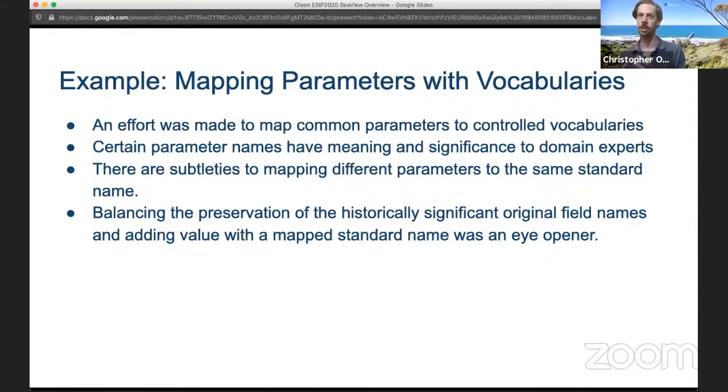Making those decisions without a domain expert in the room proved to be difficult. I think that was one of the big takeaways: we need to work very closely with these domain experts to do this. The other thing is a lot of these parameter names tended to have significant meaning to these domain experts. They could even see the name of a parameter and the way it was formatted and realize what instrument it came from. So our goal with these controlled vocabularies is to add value, adding a parameter that makes it more discoverable, without hiding the key parameter names that people really rely on farther back in the metadata. We still want them to be very prominent.